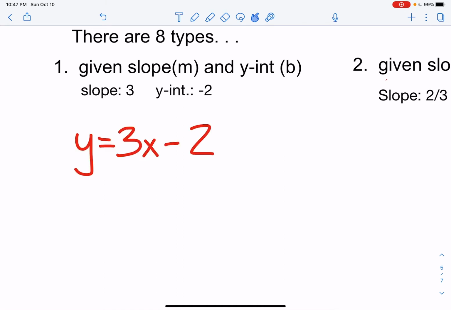Remember, that's y equals mx plus b. Wherever I see m, I replace it with 3. Wherever I see b, I replace it with negative 2. And I get y equals 3x minus 2. That's it. Those are the easiest ones to do. Again, hopefully this is familiar from algebra.